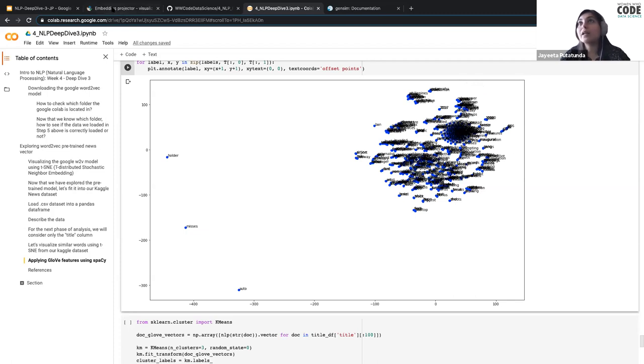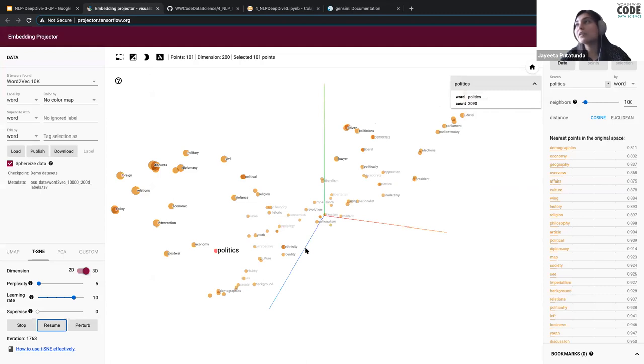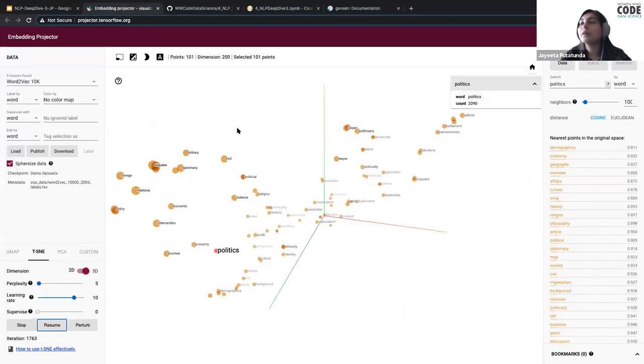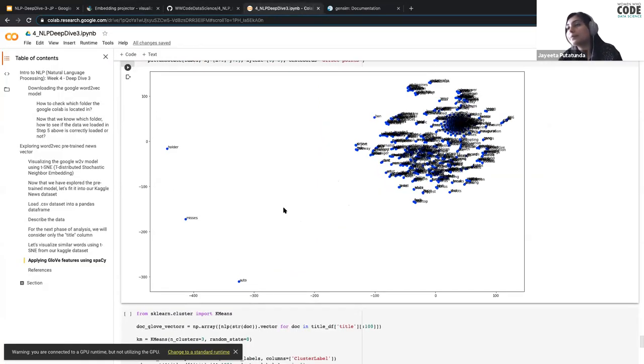So you can utilize, like we discussed before, the embedding projector. You can load your data set here, the data that we downloaded from Kaggle, utilize some words and see how it looks and maps in a much better format than printed out in the 2D space.